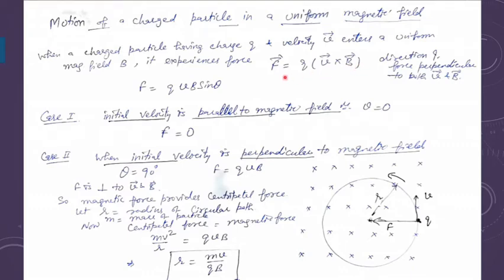Because v cross B is there, the direction of the force is, of course, perpendicular to v and B. You can find it by the right hand screw rule also. In this diagram, the crosses are equidistant, which simply shows a uniform magnetic field. If I want to write v cross B in terms of the angle theta, I can write the force magnitude as qvB sin theta.